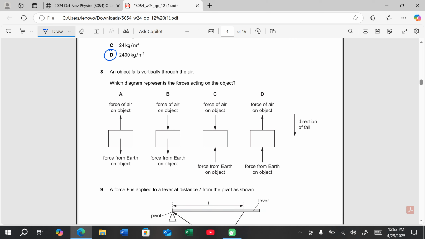In question number 8, it says an object falls through the air. The diagram represents the forces acting on the object. It says the force on the object is, yes, that's upward. Force from the earth on the object is downward. That seems to be correct, but let's see the other ones. It says force of the air on the object is not downwards, and the force from the earth on the object is also not upward. So this is right, because weight always acts downward while the air resistance always acts upward if the object is falling vertically.